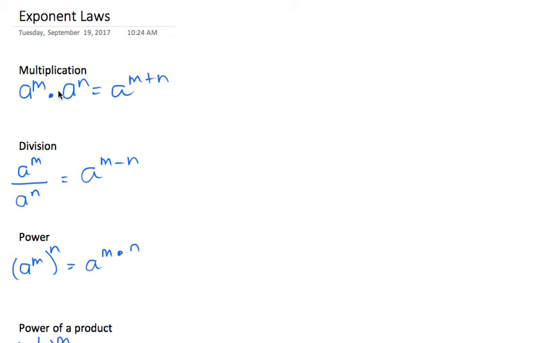Alright, so the first exponent law is called the law of multiplication. Here, if we have a certain base a to the power of m multiplied by base a to the power n, that is equal to base a to the power m plus n. So we add the exponents in this law. To give you an example, let's say we have 4 to the power of 6 multiplied by 4 to the power of 2. That will be equal to 4 to the power of 6 plus 2, which is 4 to the power of 8.